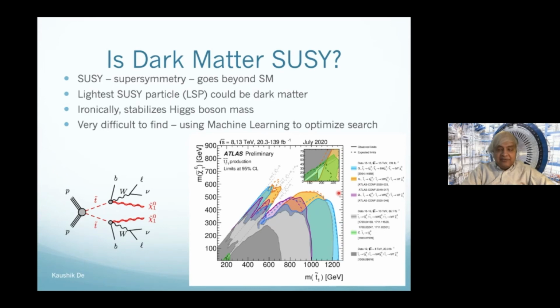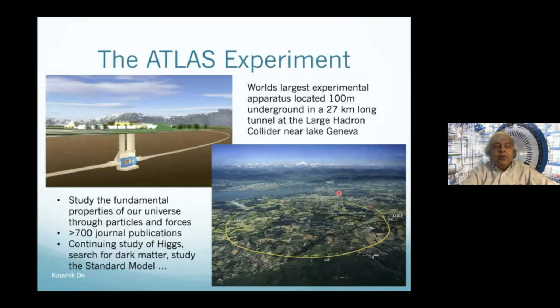How do we do this physics? How do we find the Higgs boson, how do we look for supersymmetry? For that, we have to talk about the ATLAS experiment. The ATLAS experiment is the world's largest experimental apparatus. It is located 100 meters underground in a 27-kilometer long tunnel near Lake Geneva.